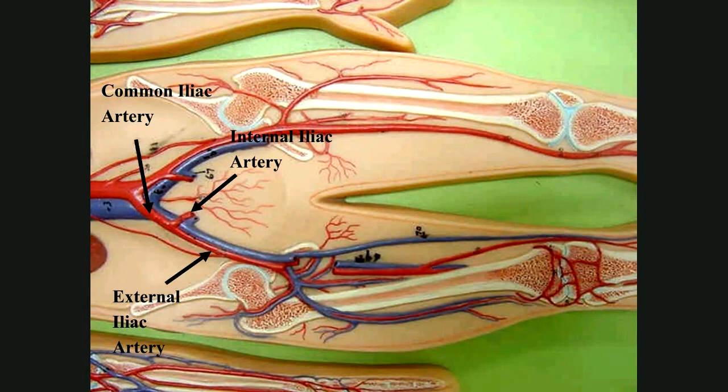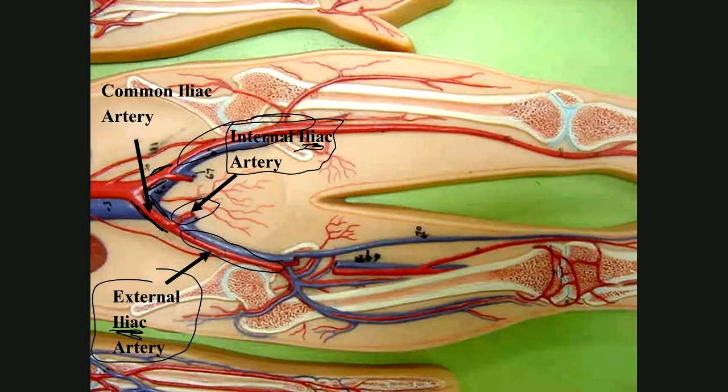Well, if we follow it, it's going to split again. Same thing on both sides. And when it splits, the names are going to change. And we're going to have an external artery and an internal. So we have an external iliac and an internal iliac. So here's external, here's internal. Same thing over here. Here's external, here's internal.